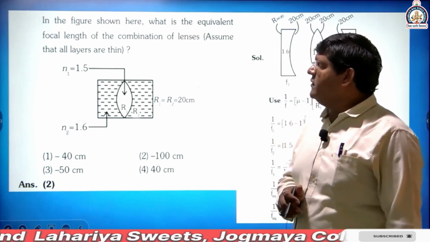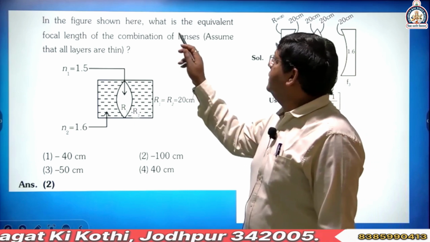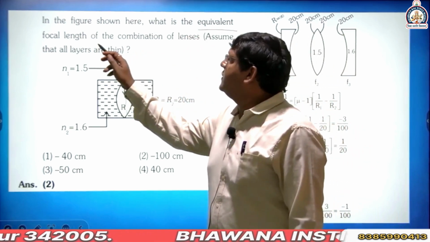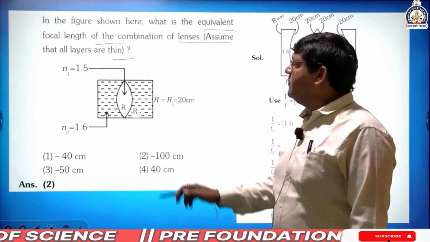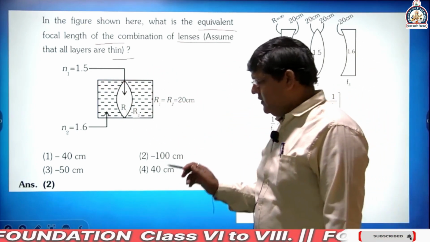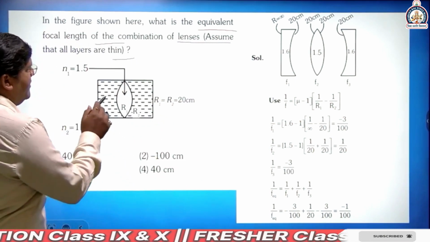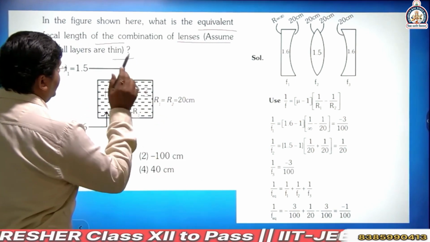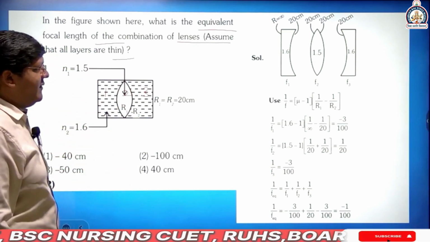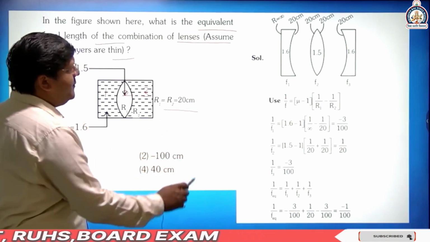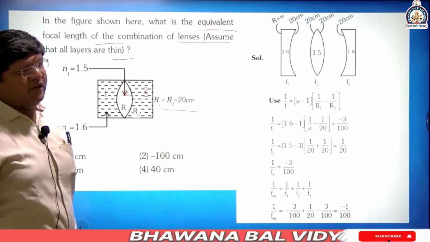This is related to the ray optics topic. The question says, what is the equivalent focal length of the combination of lenses? Assume all the lenses are thin. So you can see in the diagram, we are provided with a combination of lenses, 1, 2 and 3. And we are provided with the refractive index of the medium. N1 and N2 are the refractive indices and R1 and R2 are the radii. We have to calculate the equivalent focal length of the combination.